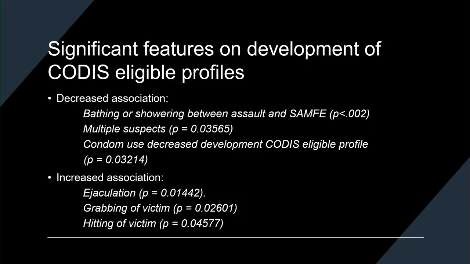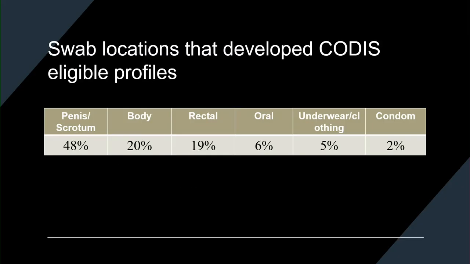Multiple suspects, the old mixture, right, that we just talked about, make it more difficult to discern. So we find that those cases for both females and males where there are multiple suspects are less likely to develop a CODIS-eligible profile. And even though we don't see a lot of condom use, if there is condom use, less likely to develop a CODIS-eligible profile. Increased association: if they say yes to ejaculation, more likely to develop a CODIS-eligible profile. Grabbing a victim and hitting a victim, because that is more contact, we see increased development of a CODIS-eligible profile.